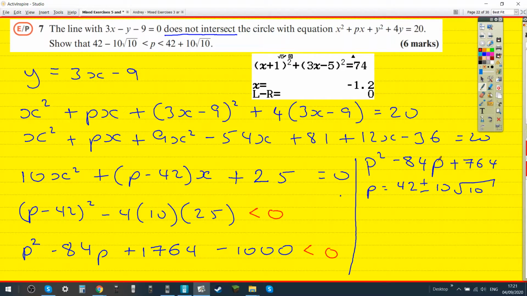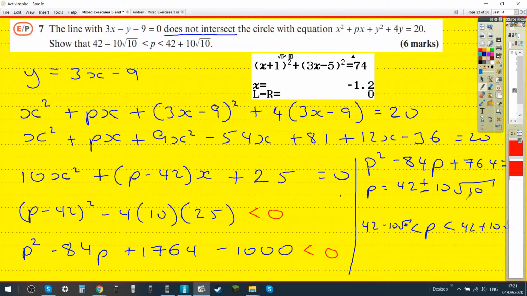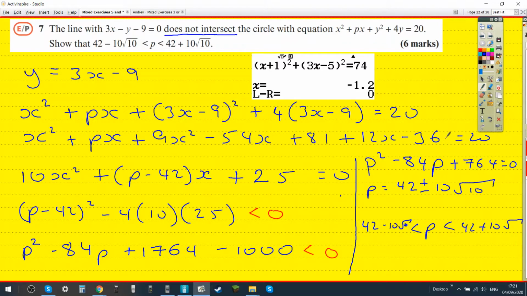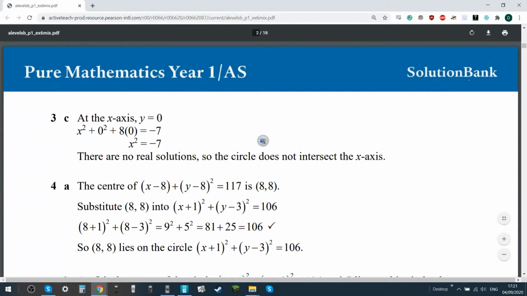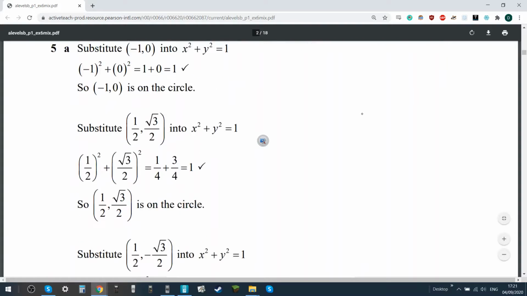And so that's why I didn't. So for equal 0, it will be that. But for less than 0, if you put it into your calculator, it would be what they have. Yeah, 42 plus 10 root 10. I'm just wondering if that's sufficient. It's probably not. They probably want like a diagram or who knows what.